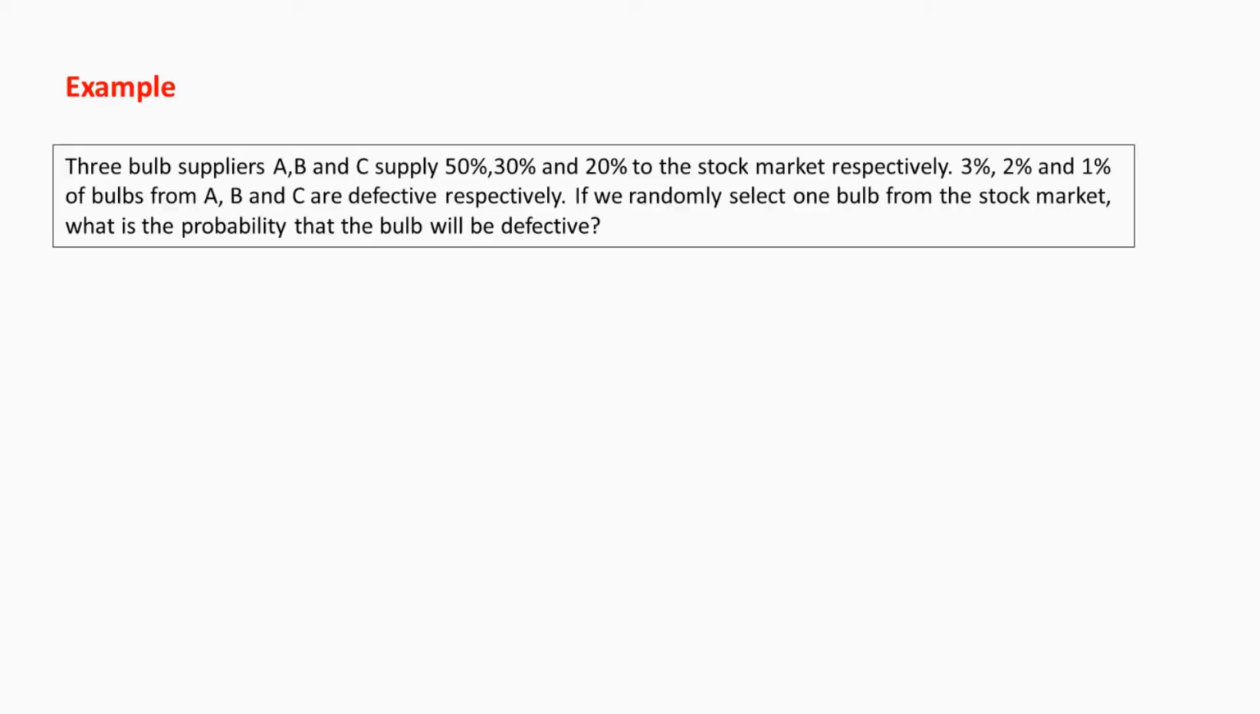Let's see an example to understand this theorem. Three bulb suppliers A, B and C supply 50%, 30% and 20% to the stock market respectively. 3%, 2% and 1% of bulbs from A, B and C are defective respectively. If we randomly select one bulb from the stock market, what is the probability that the bulb will be defective? Let X be selecting a defective bulb.